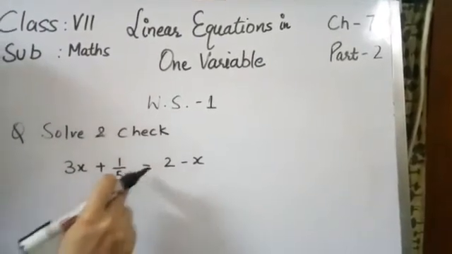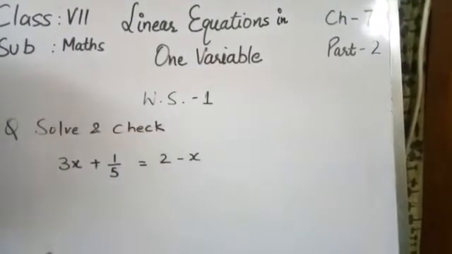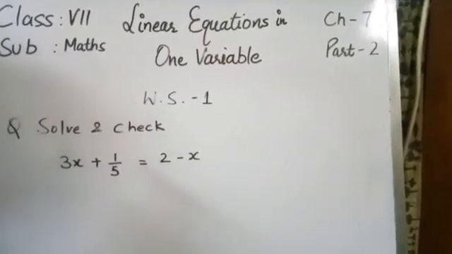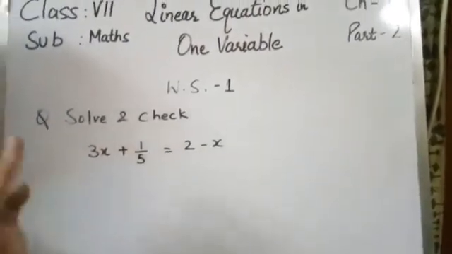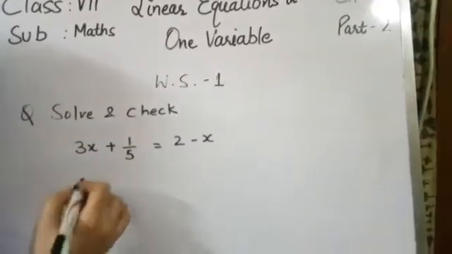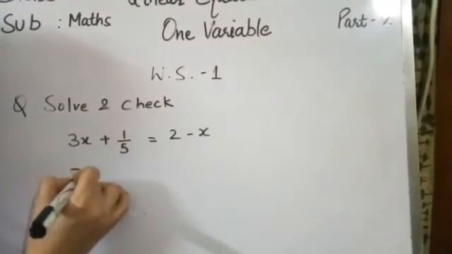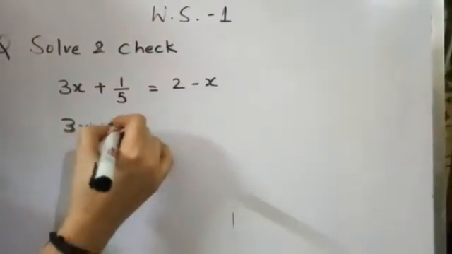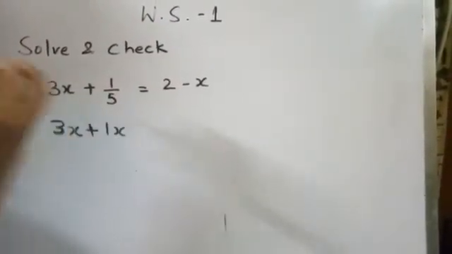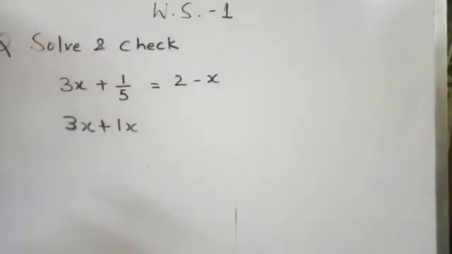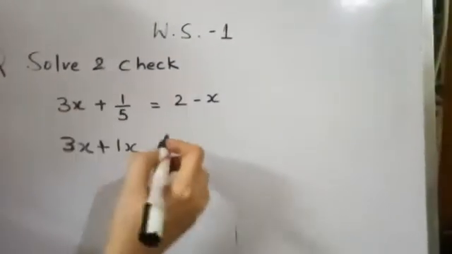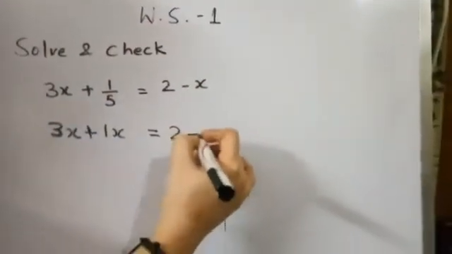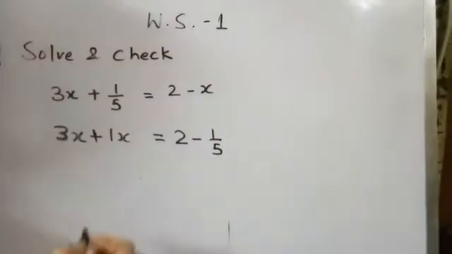3x plus 1 by 5 is equal to 2 minus x. The first step is to take the variable on one side of the equation and the constant number on the other side. Like 3x is in the LHS, so I am going to transpose this minus x to LHS. It will become plus because I have told you that the subtraction sign will change into an addition sign. Here this number 1 by 5 has to be taken to RHS, so 2 minus 1 by 5.